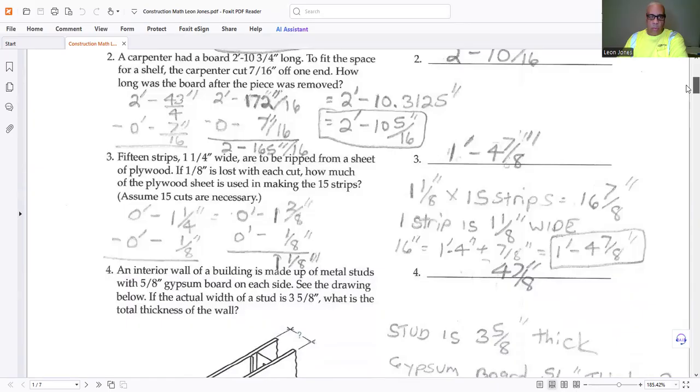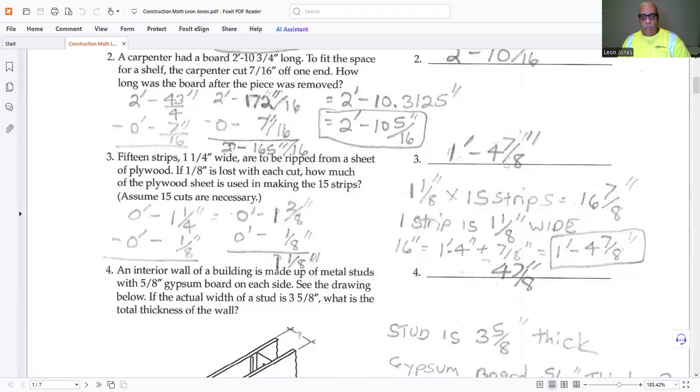15 strips, 1 1/4 inch wide, are to be ripped from a sheet of plywood. So if 1/8 of an inch is lost with each cut, how much of the plywood sheet is used in making the 15 strips? Now, assume 15 cuts are necessary. So what did I do? Okay, again, I have 1/8 of an inch. So I have 1 1/4 of an inch.